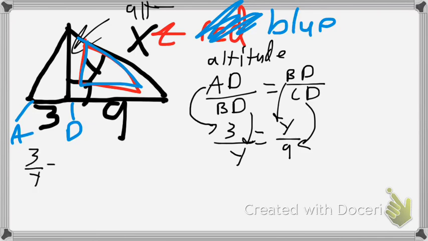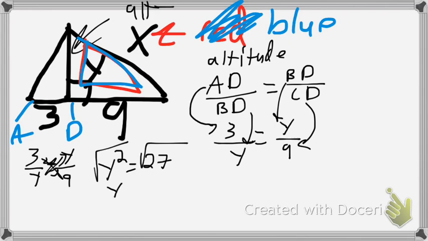We then go 3 over Y equals Y over 9. Cross multiply. We get Y squared, that's Y times Y, equals 27. Square root both sides. We get Y because squaring and square root are opposite. So the way we get rid of that square is we square root. So Y equals the square root of 27. Again, I'm okay with that. If you just want to leave it that way, that's fine with me.